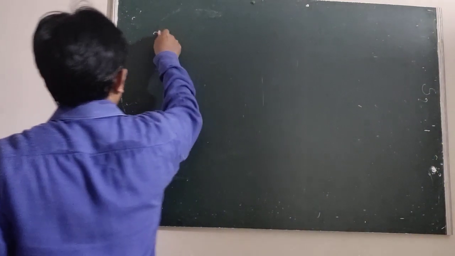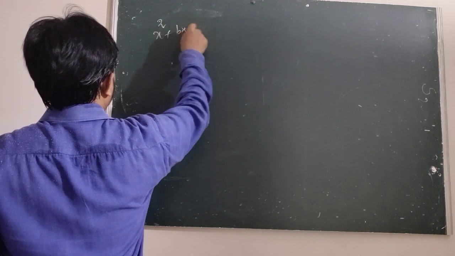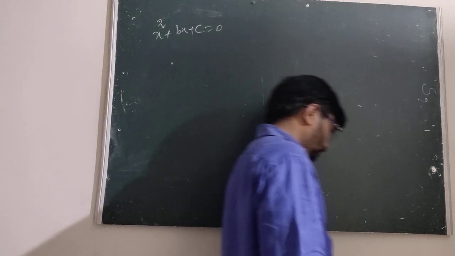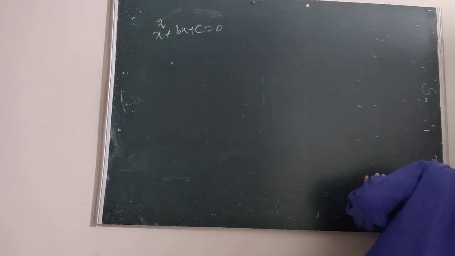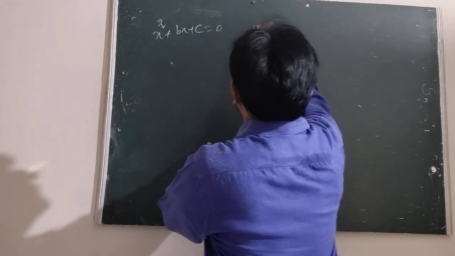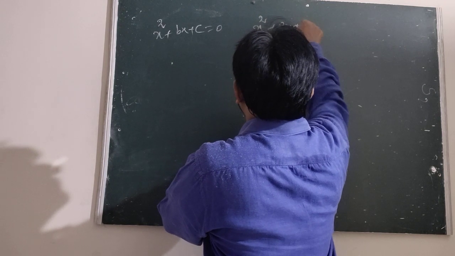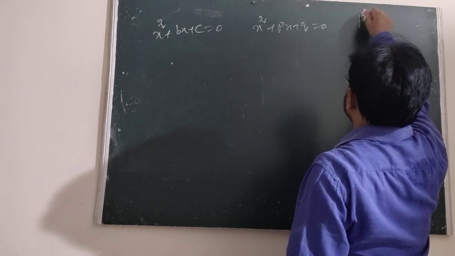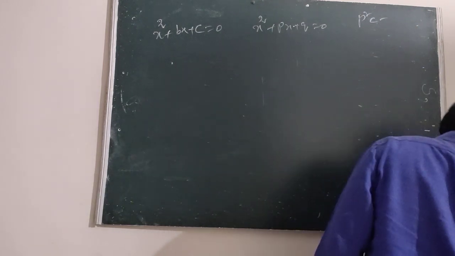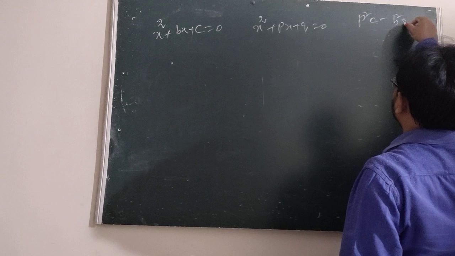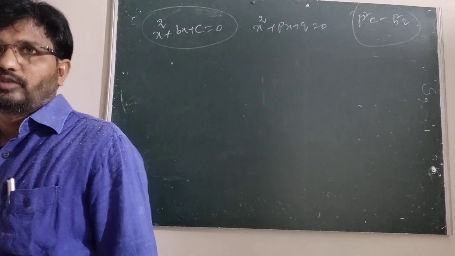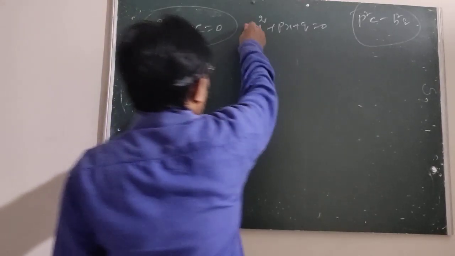The ratio of the two roots of x square plus bx plus c equal to 0 is equal to the ratio of the roots of another equation x square plus px plus q equal to 0. Then find the value of p square c minus b square q. So the ratio of the roots is equal to the ratio of the roots of the other equation.